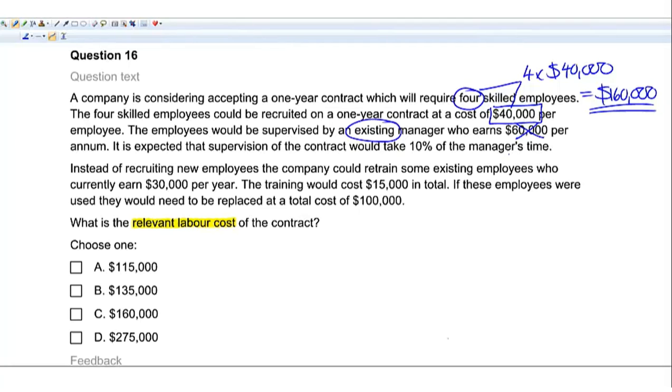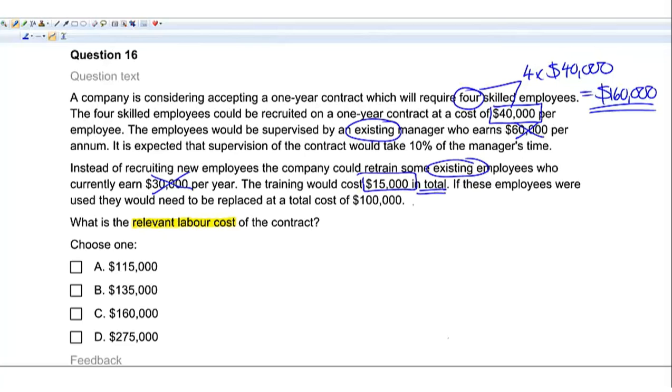The other option that we have, it says to us, instead of recruiting new employees, the company could retain some existing employees who currently earn $30,000 per year. So again, their current wage is not a relevant cost. It is not caused by the contract. It's not incremental. They would be paid that anyway. However, they would have to be trained, and it tells us that the training would cost $15,000 in total. Yep, so not per employee, but in total.